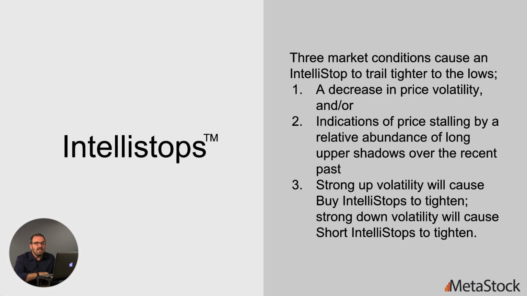And the way he does this is he says three market conditions cause an Intellistop to trail tighter to the lows, which is important. A decrease in price volatility and or 2 indications of price stalling by a relative abundance of long upper shadows over the recent past. And finally, strong up volatility will cause buy Intellistops to tighten. Strong down volatility will cause short Intellistops to tighten. So essentially, the Intellistops reevaluate where the stop should be after every period so that they're moving along with it. It's a trailing stop, but it's not just a stop, it's an Intellistop.